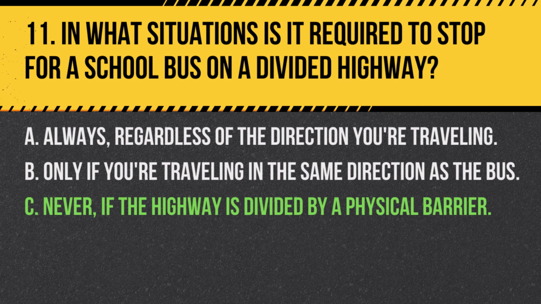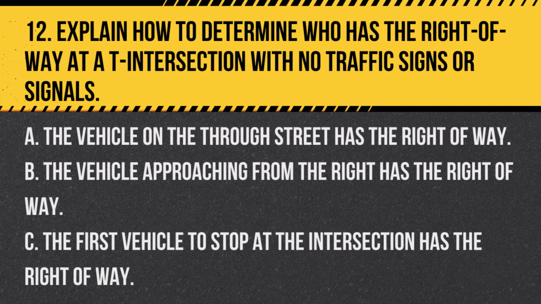Answer. C. Never if the highway is divided by a physical barrier. The division means you're not required to stop if on the opposite side. Question 12. Explain how to determine who has the right-of-way at a T intersection with no traffic signs or signals. A. The vehicle on the through street has the right-of-way.